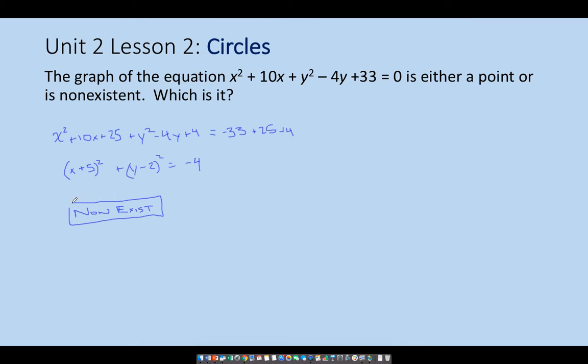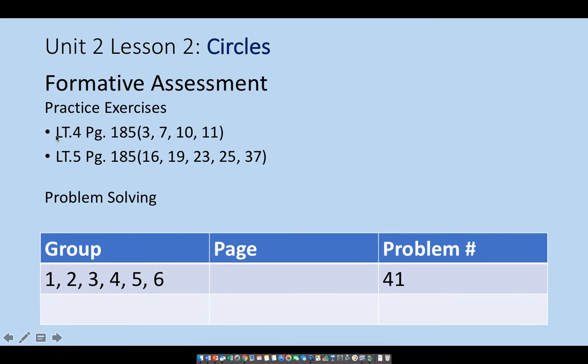All right, well, that takes us through circles. All right, here you go. You got learning target 4.